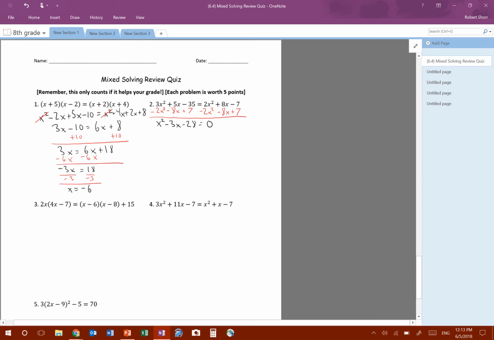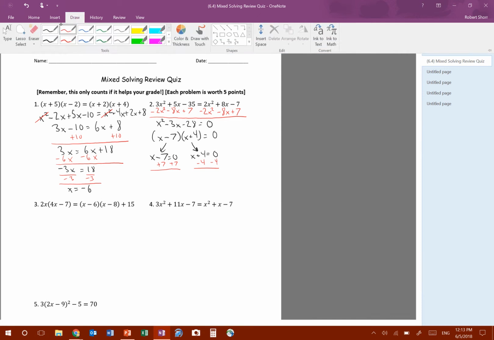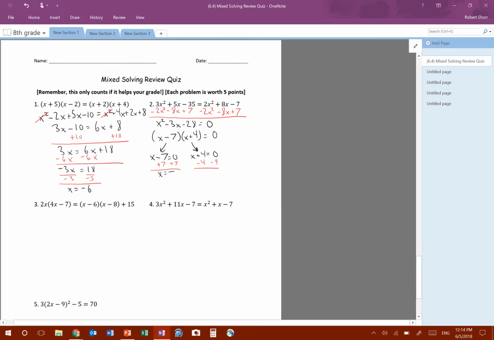This is screaming to be factored. Factors of the last that add up to the middle. So x minus 7, x plus 4. When I get here, I now split this into two equations. x minus 7 equals 0, x plus 4 equals 0. The way that I solve each of those is just one step. Plus 7, minus 4 gets me x equals 7 and x equals negative 4.